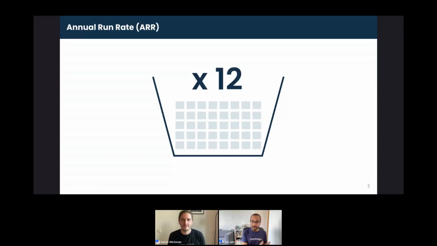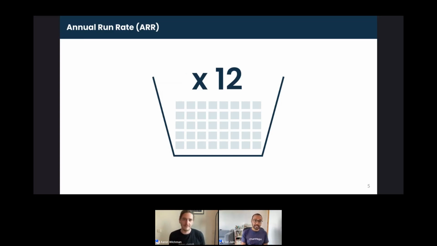Closely related to MRR is ARR. And what ARR stands for is annual run rate. So MRR is monthly, but ARR is annual. And how you get to ARR is simple. You just multiply your MRR by 12.